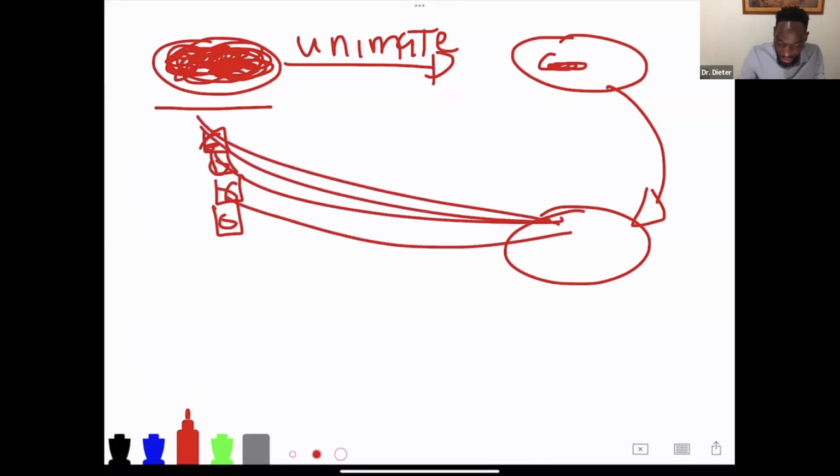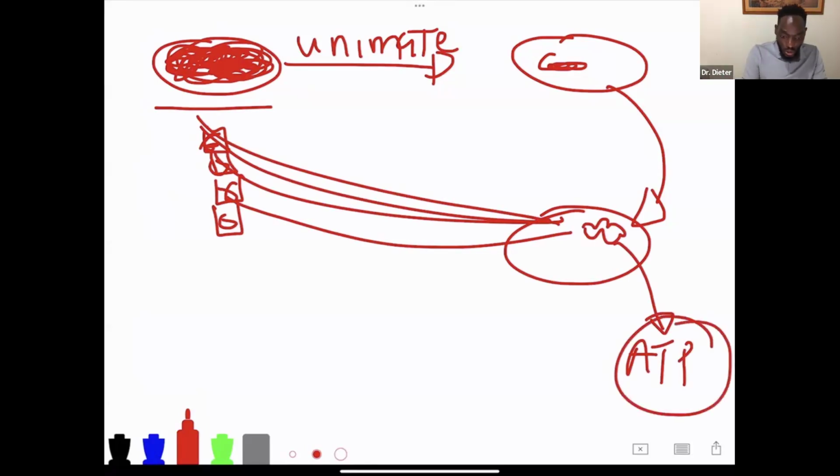And when the glucose gets into this cell, it could go through the electron transport chain in the mitochondria to result in the production of energy, ATP. You're now putting gas back into the tank, restoring energy. Unimate, that's what it does by reversing the first step of how you develop insulin resistance, lipolysis.